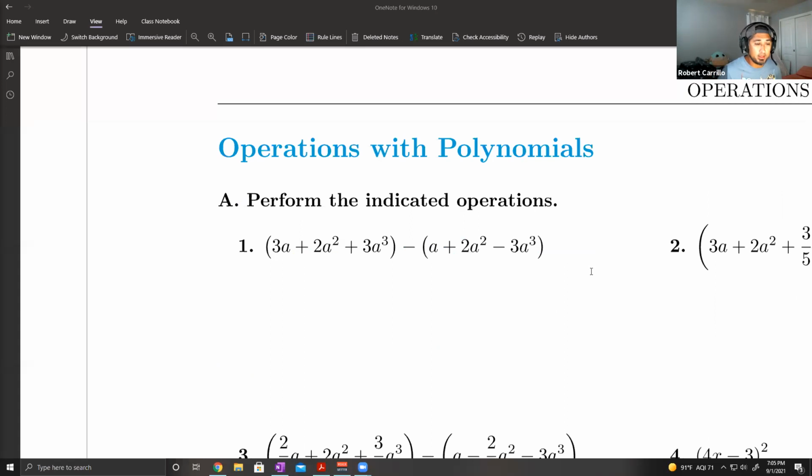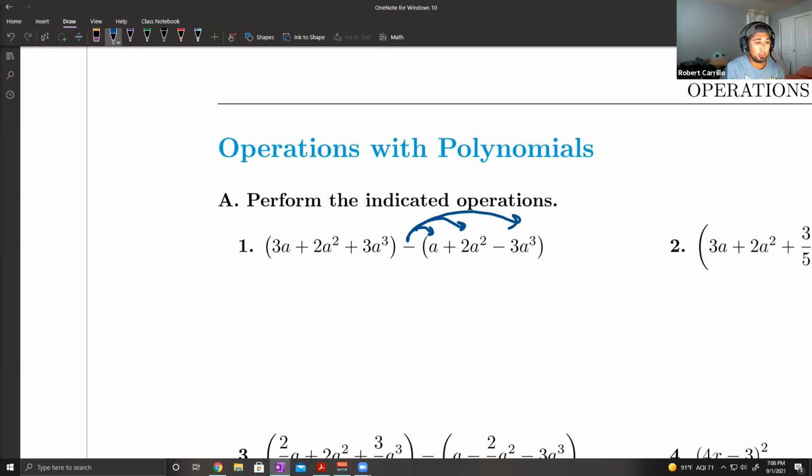So number one says 3a plus 2a squared plus 3a cubed minus a plus 2a squared minus 3a cubed. So what we want to do here is simplify these polynomials and combine the like terms. So for number one, the very first thing we're going to do is distribute this negative. We're going to distribute this negative to all three terms.